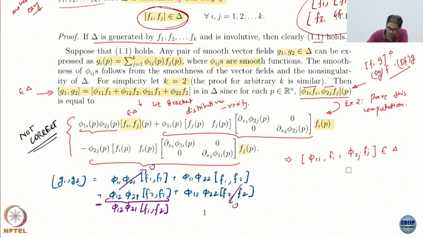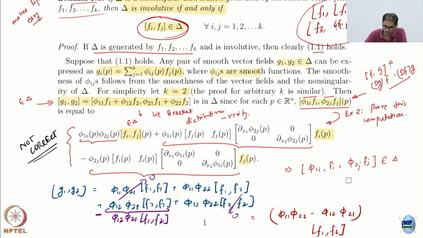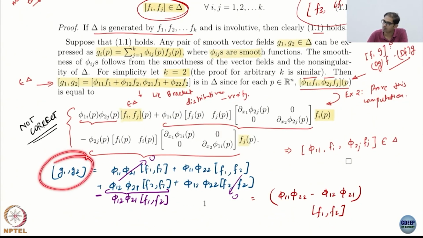So what am I left with? I am left with something rather simple, right? Yeah, this is my Lie bracket of G1, G2. Now what have I assumed? That the Lie bracket of F1, F2 belongs to delta. Which means what? The Lie bracket of G1, G2 also belongs to delta. Why? Because it is just a scalar multiple of the Lie bracket of F1, F2.